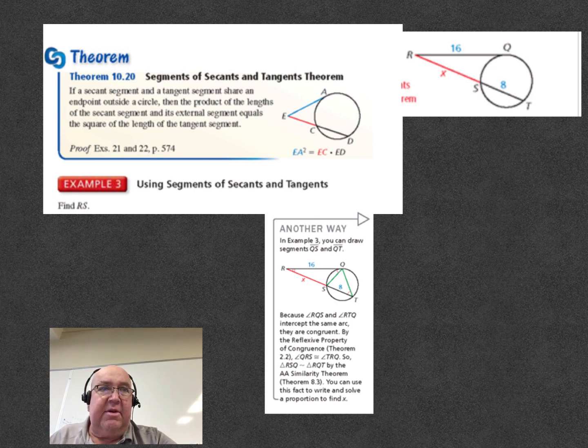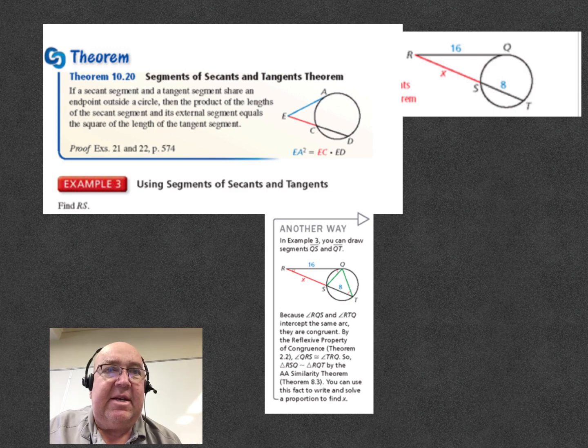Alright, so here we have another theorem. We're going to have a tangent, a secant, and an external segment. The square of the tangent is going to be equal to the product of the external segment and the whole segment. So again, the external and the whole.